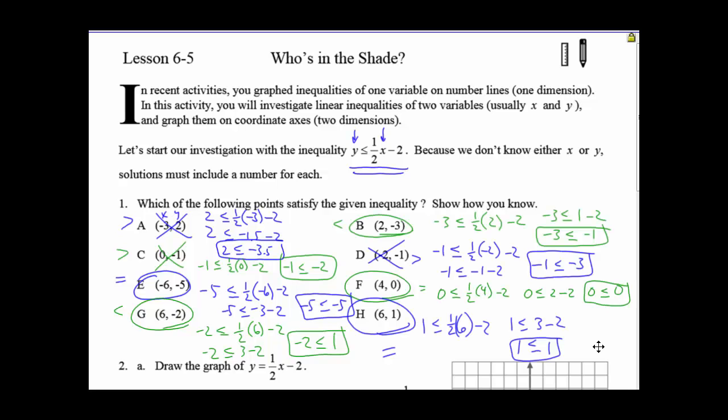Welcome back. As you can see with B, D, F, and H, B, F, and H all gave us true statements. D did not. We end up getting negative 1 less than or equal to negative 3, which is not a true statement. So this is going to carry over later in the lesson when we plug in certain points and see if we get a true statement or a false statement.